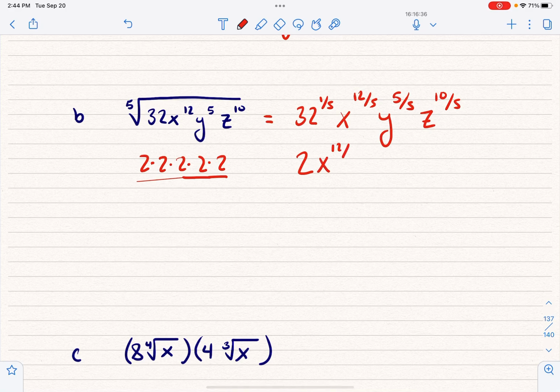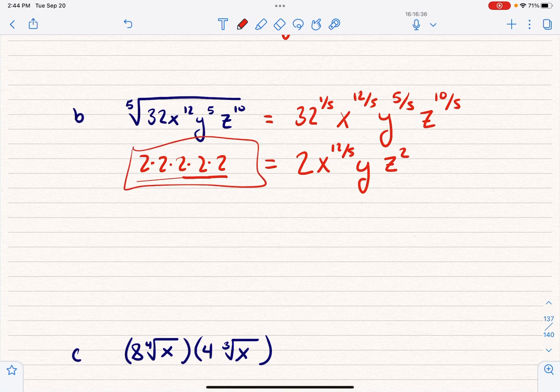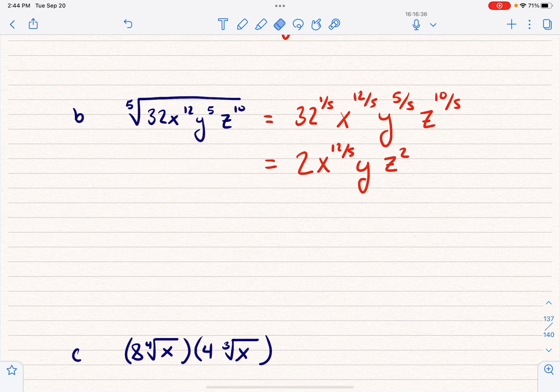The x to the 12/5 doesn't change. y to the 5/5 is just y to the 1, or just y. And z to the 10/5 is z squared. And so that's what it should equal. This was just here to kind of help us see that we don't have to have that. I'm going to get rid of that.